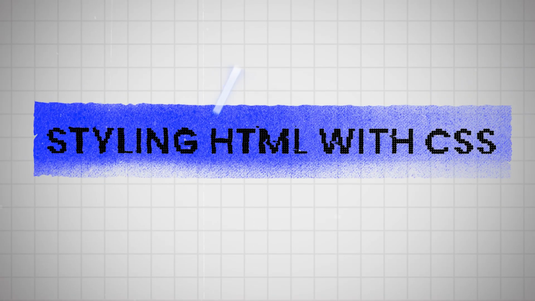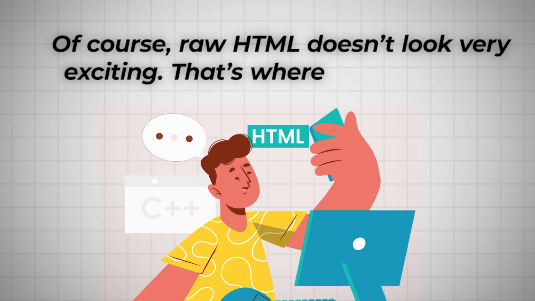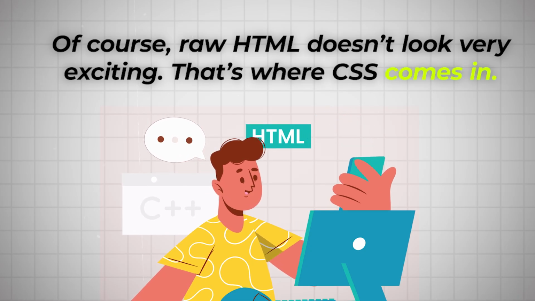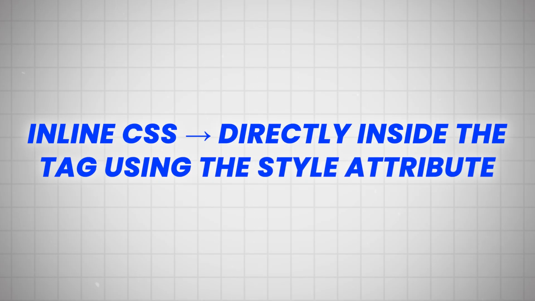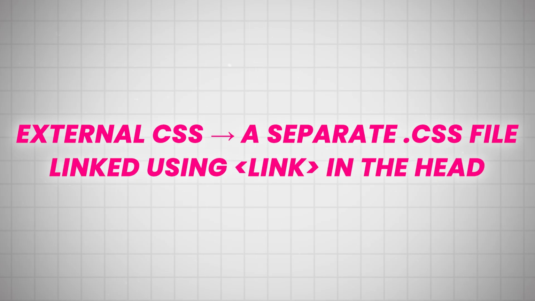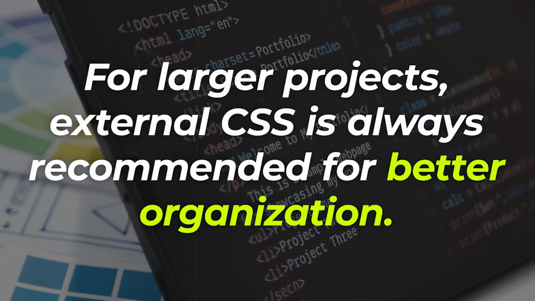Styling HTML with CSS. Of course, raw HTML doesn't look very exciting. That's where CSS comes in. There are three ways to apply styles: inline CSS, directly inside the tag using the style attribute; internal CSS, inside a style tag; and external CSS, a separate .css file linked using the link tag in the head. For larger projects, external CSS is always recommended for better organization.